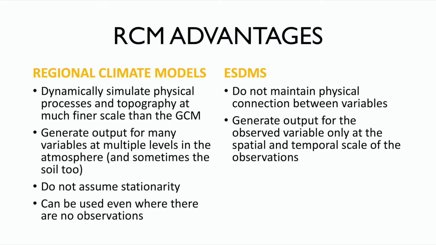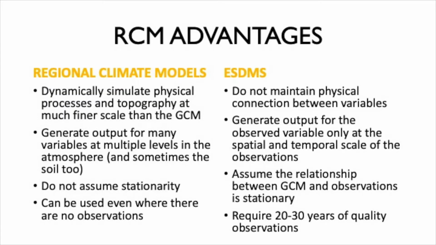So they don't maintain the physical connectivity between the variables, and they only generate output for the observed variable at the spatial scale of the observed variable. So in other words, if you don't have the observations, you can't downscale to that variable using a statistical model. And they also assume that the relationship between the global climate model and the observations, which is basically the relationship between large-scale climate dynamics and fine-scale climate, remains constant over time, because the statistical model can't change in the future because you have no information to change it with.